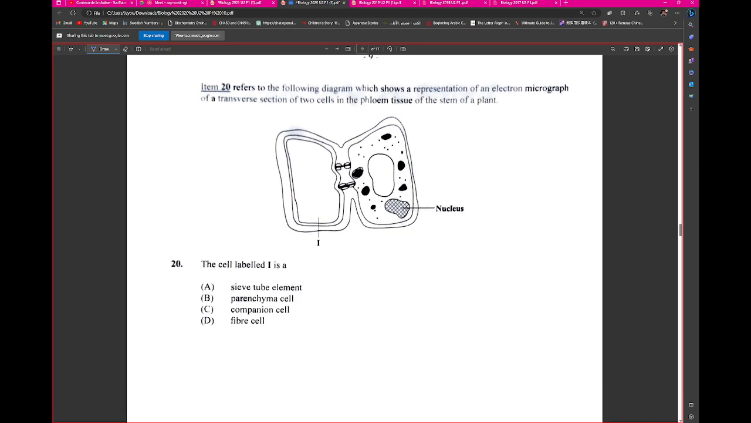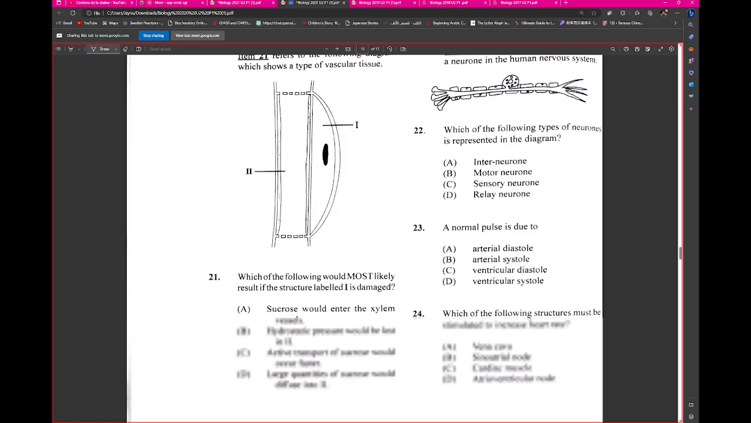20, the cell labeled I is what? Okay, we were going good for a moment, and now there are no more responses. What is labeled I? Whatever is labeled I is connected via plasmodesmata to a companion cell. So therefore it would be a sieve tube element, alright? Here we're looking at this now. 21, which of the following would most likely result if the structure I is damaged? What happens if the companion cell is damaged?